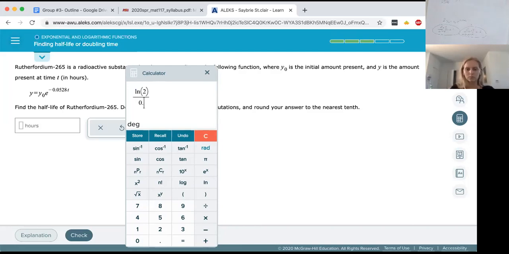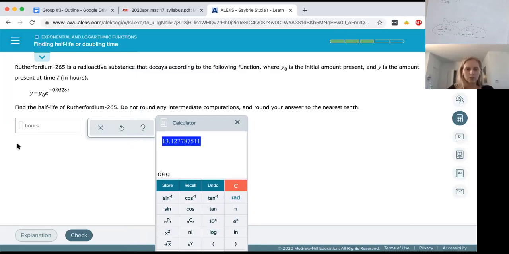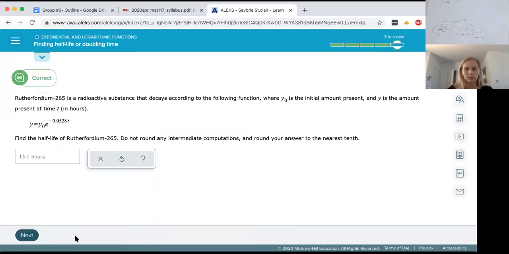Oops, sorry, I was looking at the right one. Yeah, this one's the left one. Not a doubling, it's a half. There you go. Five, two, eight, yeah. So this is 13.1. Okay. Knocking them out.